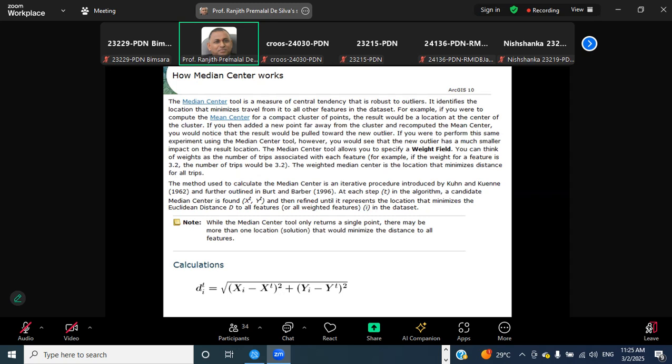Now there's a point. While the median center tool returns a single point, there may be more than one location that would minimize the distance to all features. So it may not be a unique point. There may be a few points which have the same characteristics. The calculation is the square root of xi minus xt squared plus yi minus yt squared.